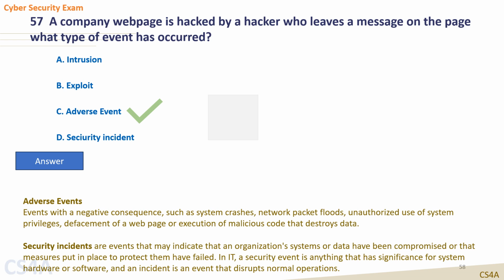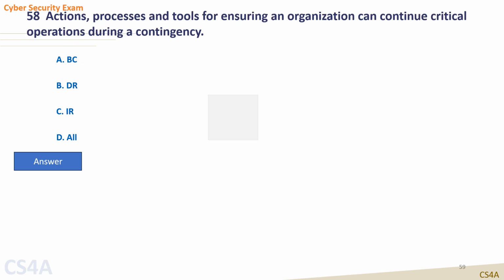So answer is C. So here the question is actions, processes, and tools for ensuring an organization can continue critical operation during contingency. Okay, here the thing is uninterrupted business operation, functioning of business operation. So the answer is A. Business continuity is the correct answer.